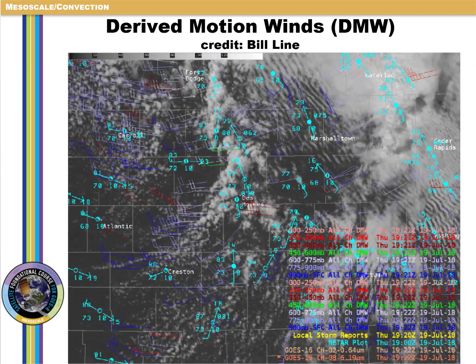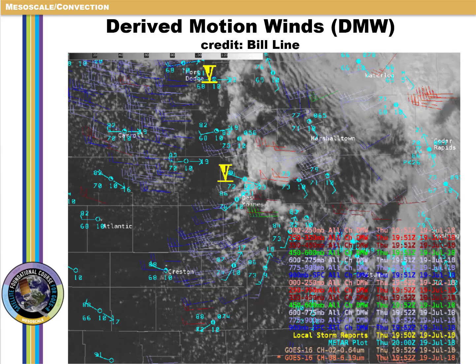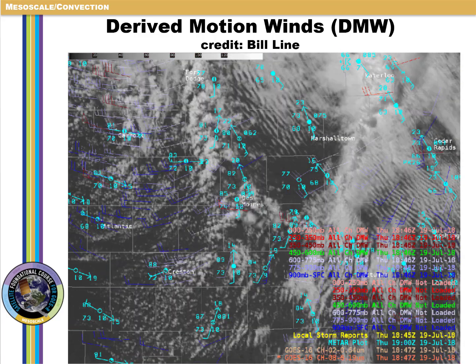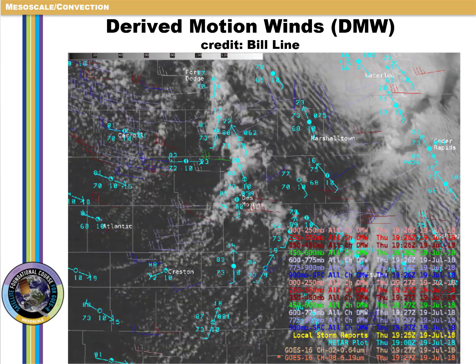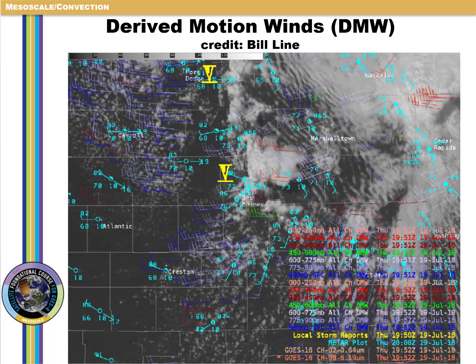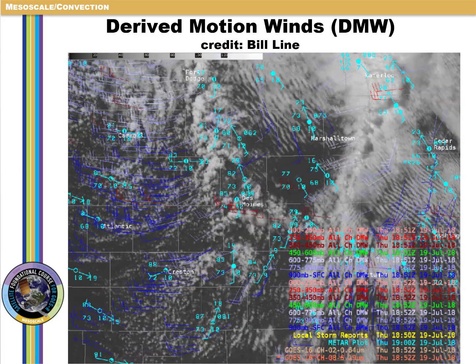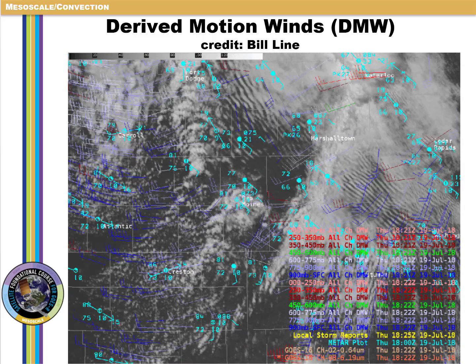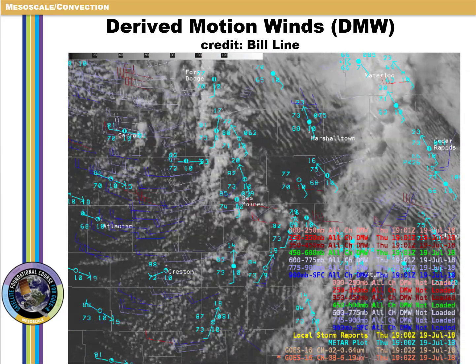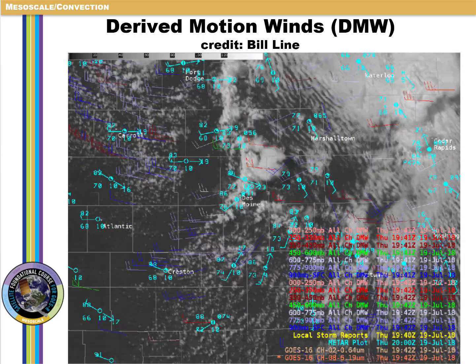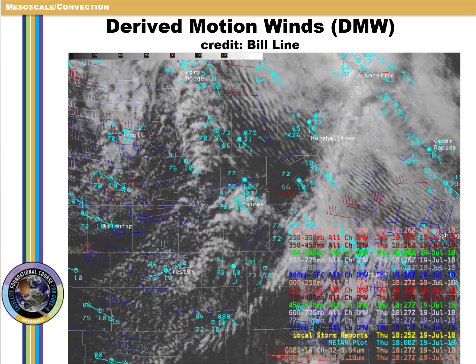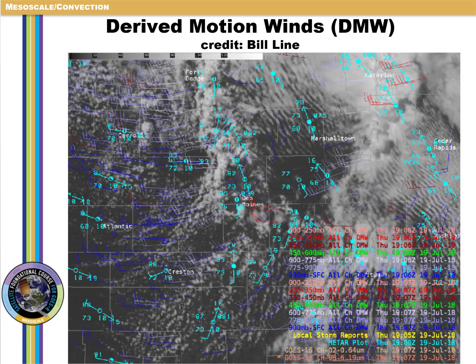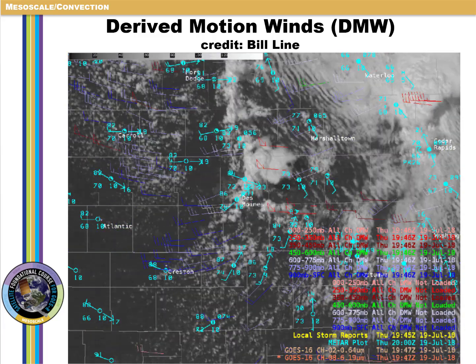Derived motion winds can be very useful in looking at the environment around discrete storms. In this example over Iowa, note the low-level wind barbs in purple and blue, which are just above the surface up to 775 millibars. Those wind barbs are significantly more veered than the wind barbs in the METARs, indicating that the low-level shear in this case was very high. Non-supercell tornadoes were being observed during this time period.